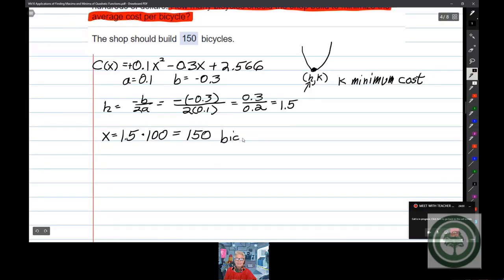Then the cost will be minimized. And notice they haven't asked what the cost is. Could we find it? Heck yes. All I have to do is put 1.5 in for every X, and I could actually find out what their minimum cost is, cost to the company. Okay.